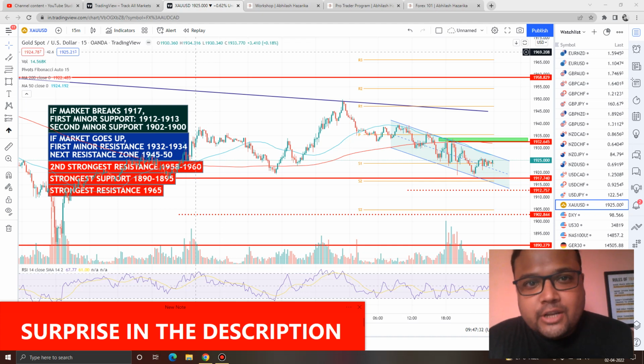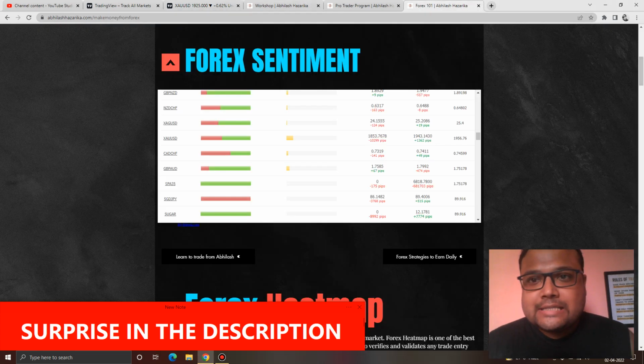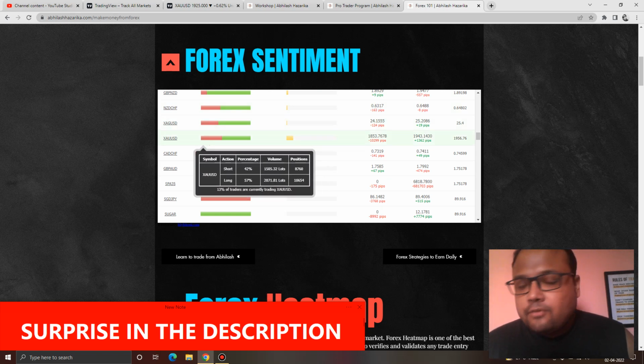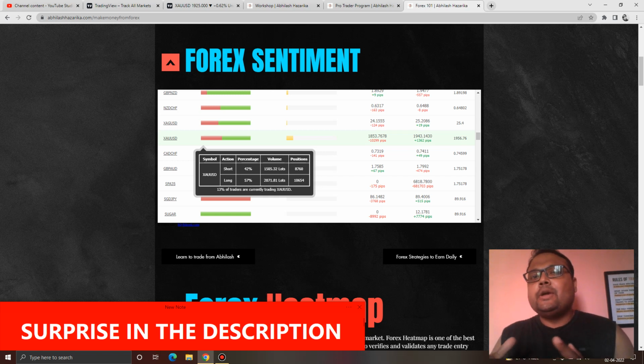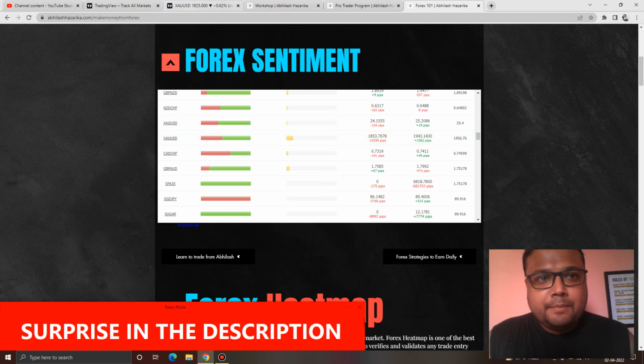Before I proceed with the chart, I would like to take you to the forex sentiment meter. In the forex sentiment meter, we can see that 42% of retail traders have taken short positions and 57% have taken long positions. So retail traders are also confused right now about which direction gold will be moving. We do not have a clear direction from the forex sentiment meter.